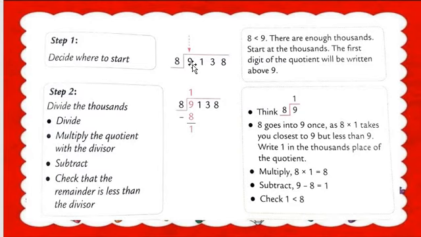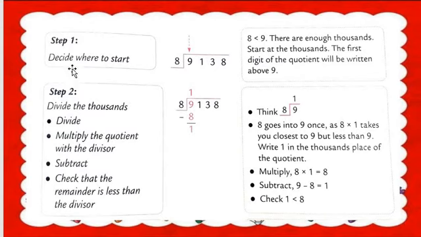Whenever we do division, first of all we check the 1 digit. If 1 digit is possible, we do it; otherwise, if one digit is not possible, that time we take the 2 digits. So here we try to do. Then the next step is what? Divide the thousands, multiply that quotient with the divisor, subtract, then check the remainder is less than the divisor. So students, read step number 2: divide the thousands.